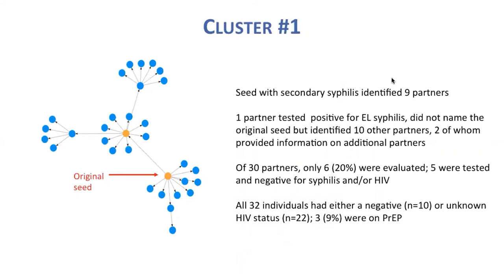Of 30 partners, only 6 or 20% were evaluated. 5 were tested and were negative for syphilis and HIV. The lack of interview and further evaluation points to, in many instances, the need for better locating information. All 32 individuals had either a negative or unknown HIV status. Only 3 were known to be on PrEP.